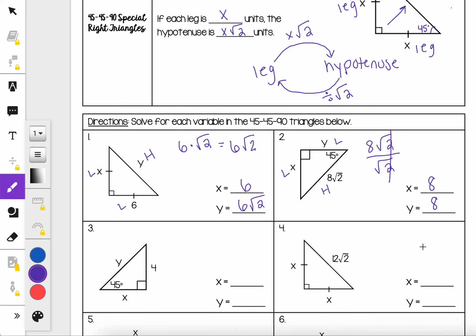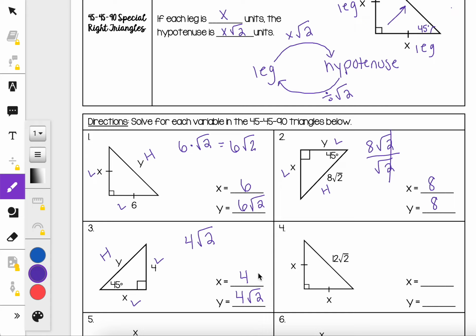Okay, so let's try a couple more examples. In number 3, again, I'm going to label my hypotenuse, my leg, and my leg. Right, so right away I can see that x is a leg. That's also going to be equal to 4. And my hypotenuse, I'm going to take 4 and multiply that by the square root of 2. Here, that's really nice to simplify. It just becomes 4 times the square root of 2.